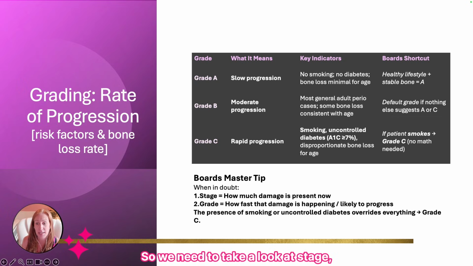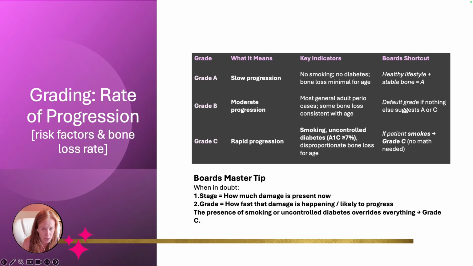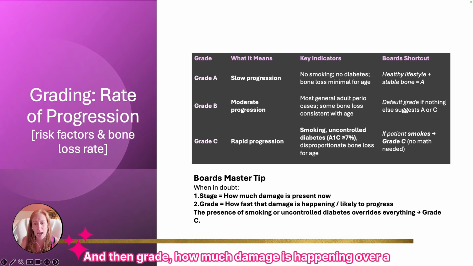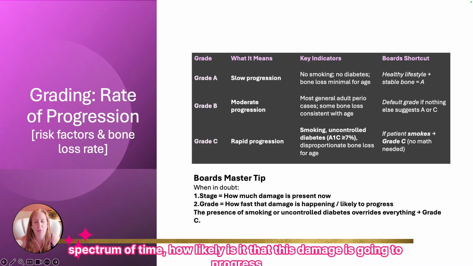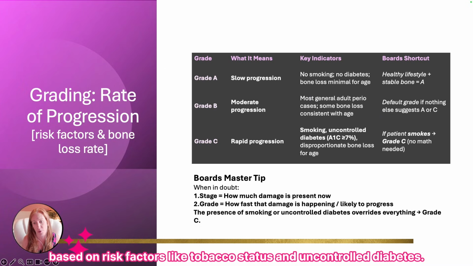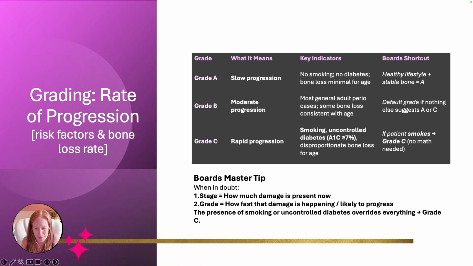So we need to take a look at stage, how much damage has occurred, and then grade, how much damage is happening over a spectrum of time. How likely is it that this damage is going to progress based on risk factors like tobacco status and uncontrolled diabetes?